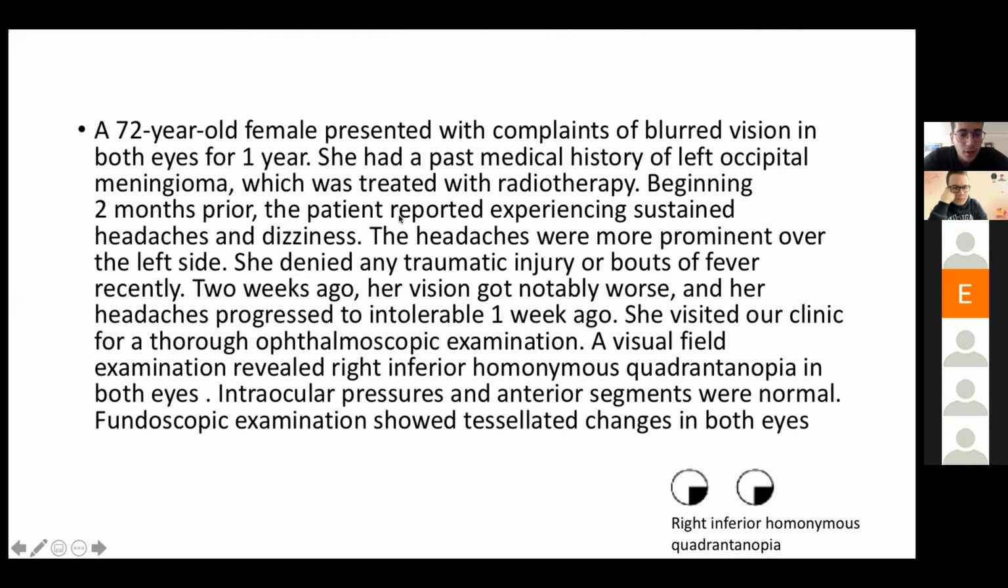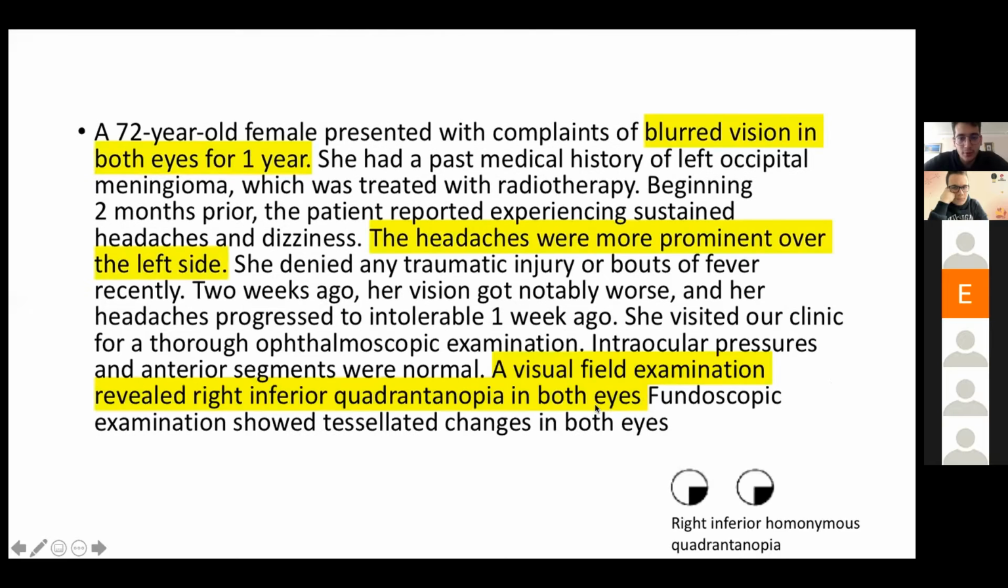Do you have any idea now? Okay, then let me help you. There is a problem in vision, and the visual field examination shows right inferior homonymous quadrantanopia in both eyes, which means the patient can see only the right inferior part of her vision. She's female, and the headache was more prominent over the left side. Do you have any suggestion about which lobe the patient has a tumor in?